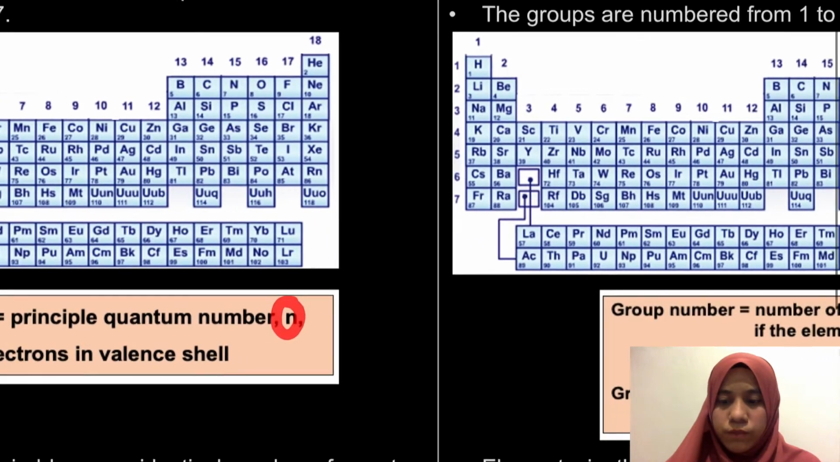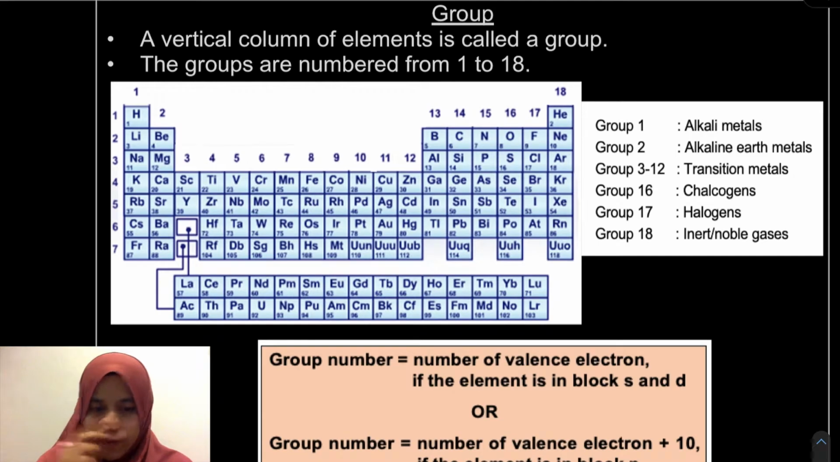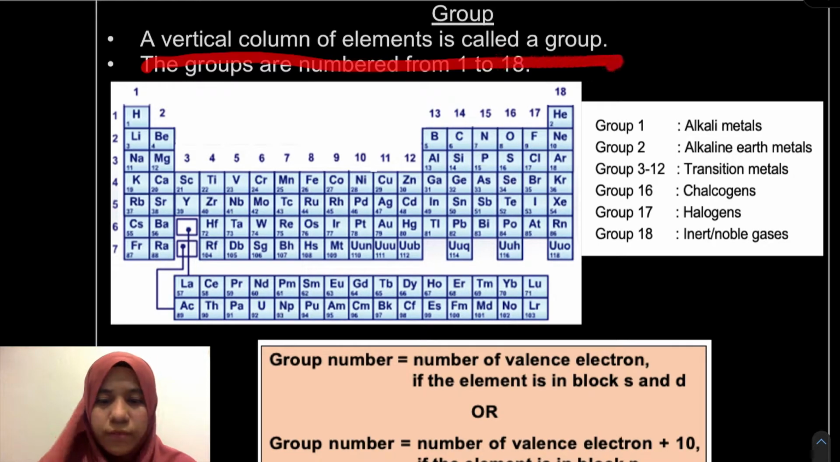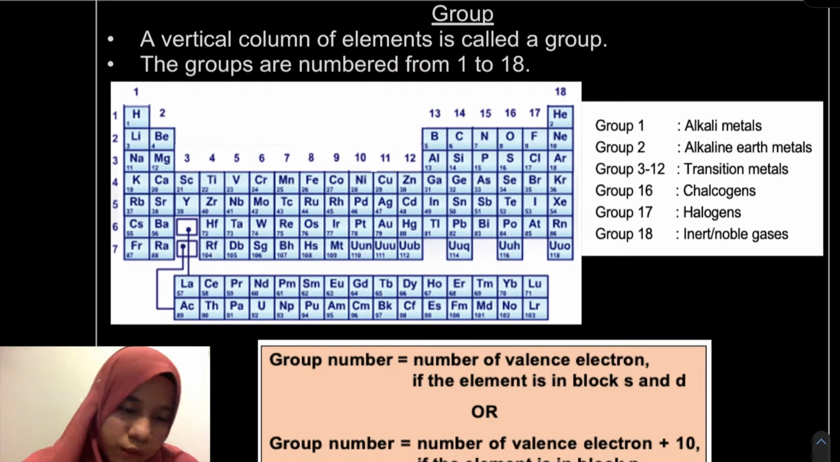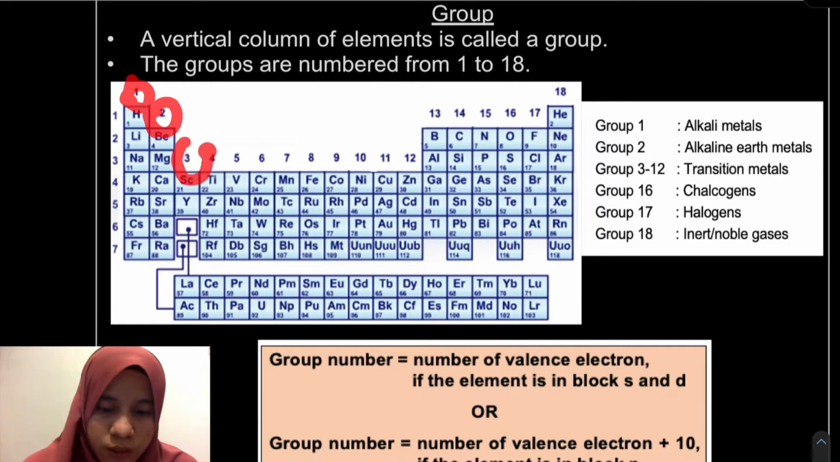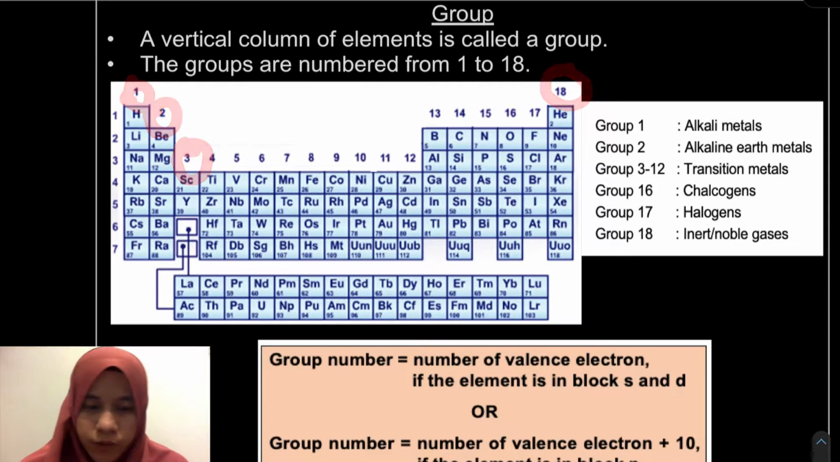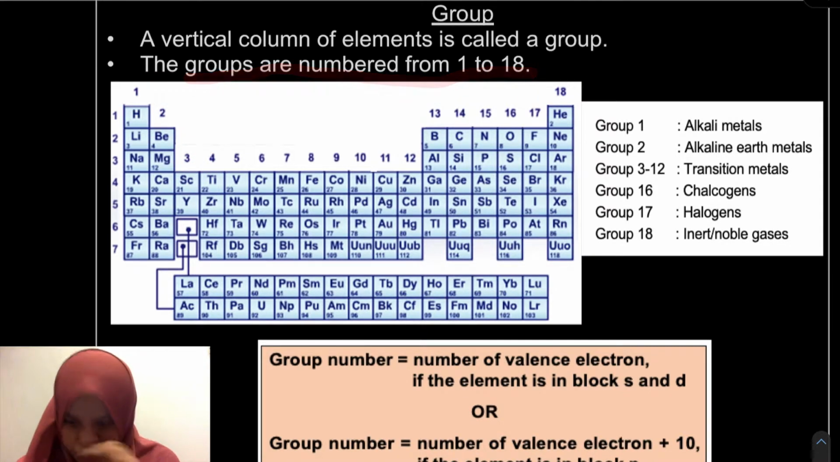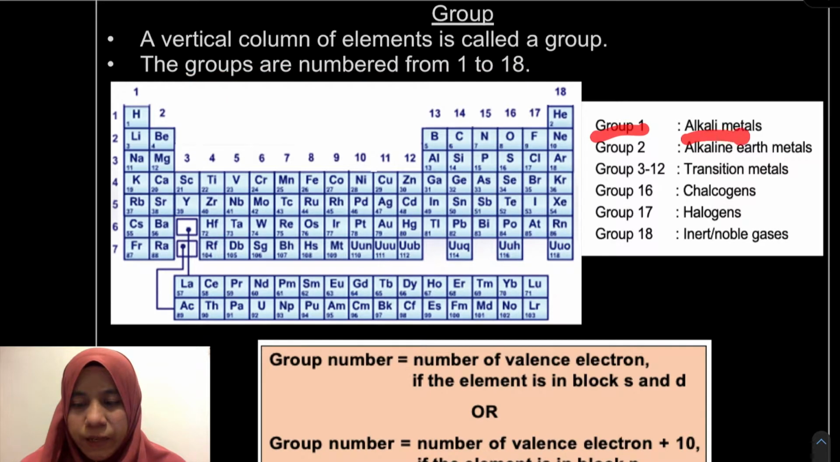What about group? Here it mentions that a vertical column of elements is called a group. For example, here is group 1, group 2, 3 until 18. The groups are numbered from 1 to 18. Group 1 is what we call alkaline metals. Group 2 is alkaline earth metals.